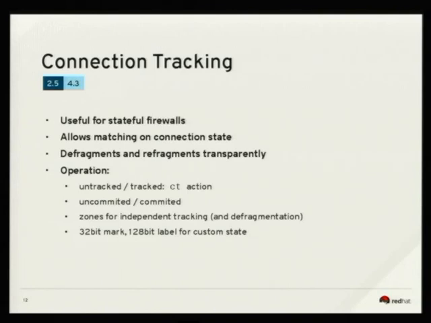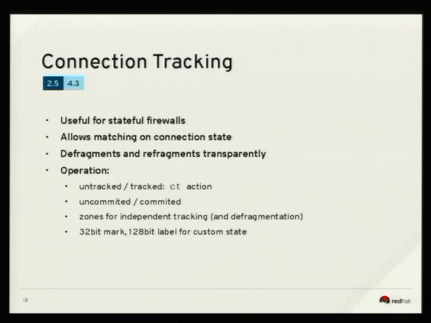So this new code allows matching on connection state using OpenFlow rules. You can match whether the particular packet belongs to a connection that is established already, or is new, or belongs to another connection, which is so-called related. For this to work, OVS has to defragment packets on ingress and refragment them again when they go out. This is transparent. You don't have to care about that.